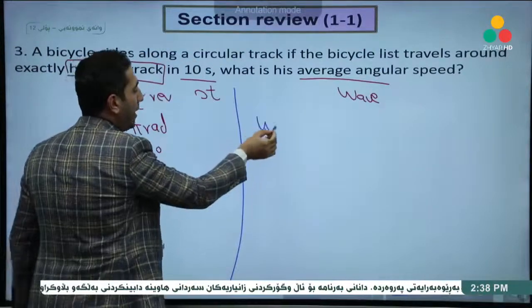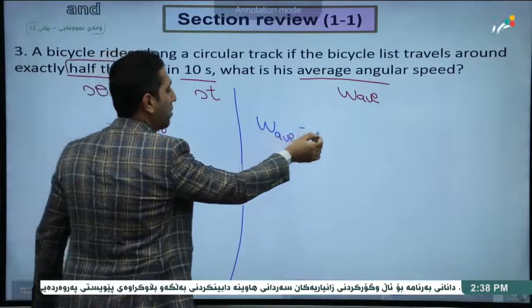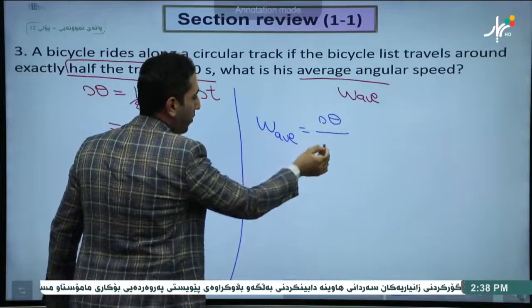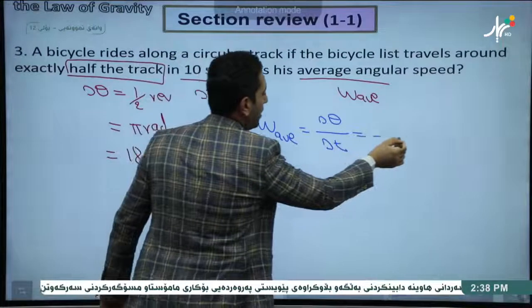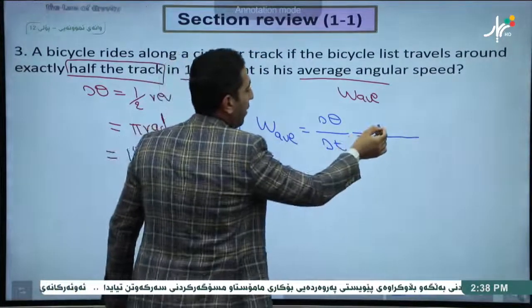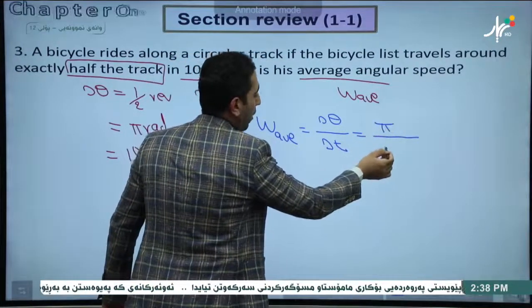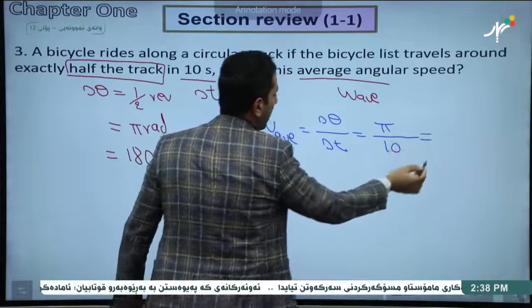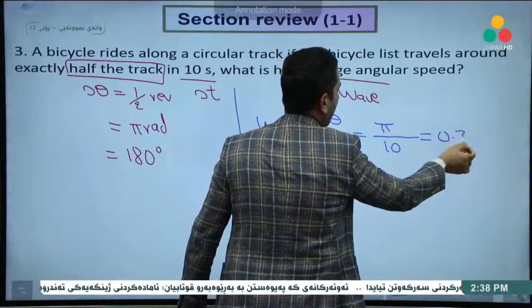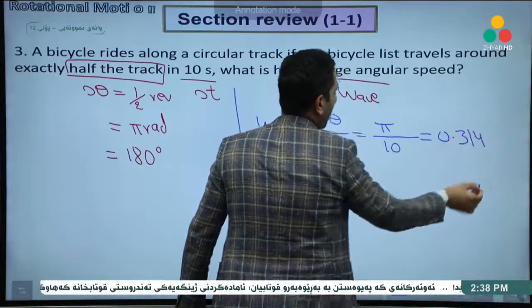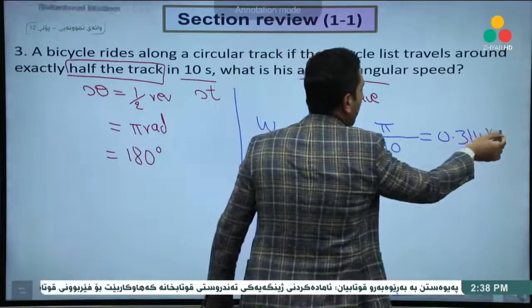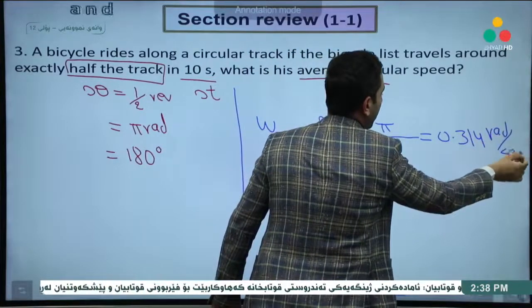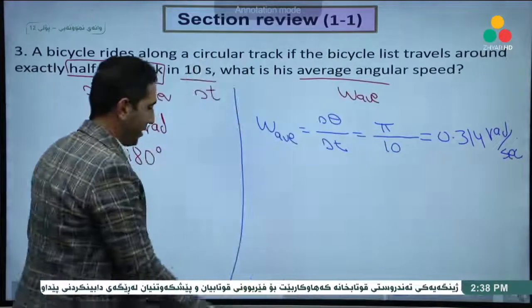You know that again omega average is equal to delta theta over delta t, is equal to pi over 10, is equal to 0.314 rad per second. Okay, that's it.